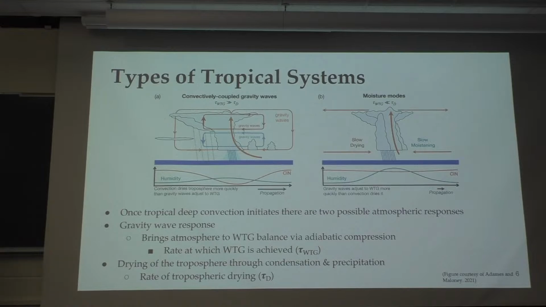The other atmospheric response is the drying of the troposphere through condensation and precipitation. If the rate of drying is greater than the rate at which we are approaching WTG, the system that develops is a moisture mode. If the rate at which we approach WTG is much greater than the rate at which we are drying the troposphere, we have a convectively coupled gravity wave developing.